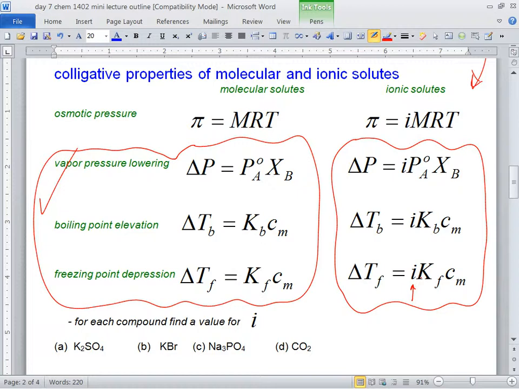If there's a metal. If you see a metal, that's right. If you see a metal, it's got to be what type of compound? Ionic. If you see a metal, it's got to be ionic. Okay? So that's half the story. If you see a metal, you know you're going to have to be using the equations on the right. But that still doesn't tell you what little i is.